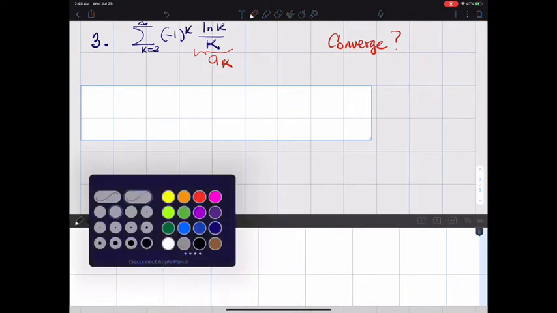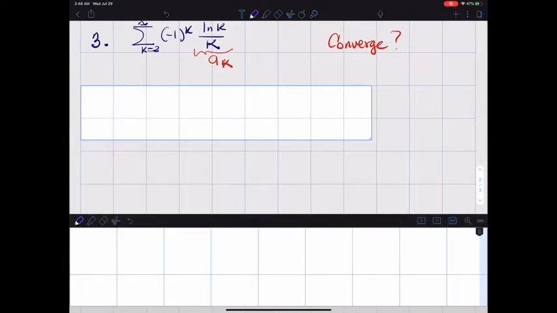So let's look at another theorem. Okay. So, definition.